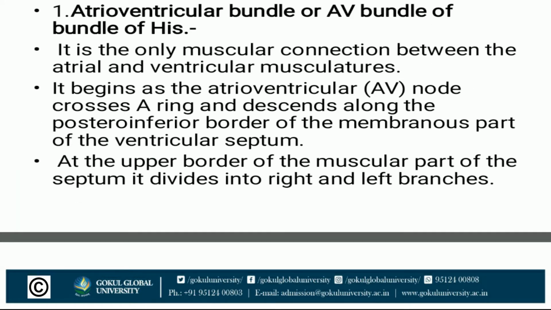Third, the AV bundle, or AV bundle of His. It is the only muscular connection between the atrial and ventricular musculatures. It begins at the AV node, crosses the fibrous ring and descends along the posterior-inferior border of the membranous part of the ventricular septum. At the upper part of the muscular part of the septum, it divides into right and left branches.